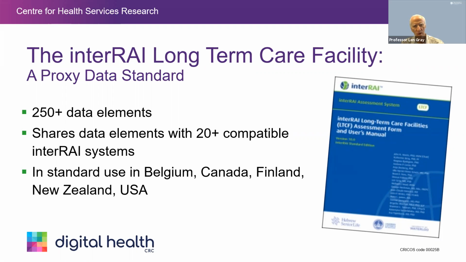So the interRAI long-term care system is one of many systems, indeed the first that was built by the interRAI organisation. In the context of the project I'm going to talk about shortly, we're going to use it as a proxy data standard, but I'll talk about that in a minute. It comprises around about 250 data elements, like the mobility item I talked about, and it shares data elements with about 20 other systems, and I'll show you how that works in a minute.